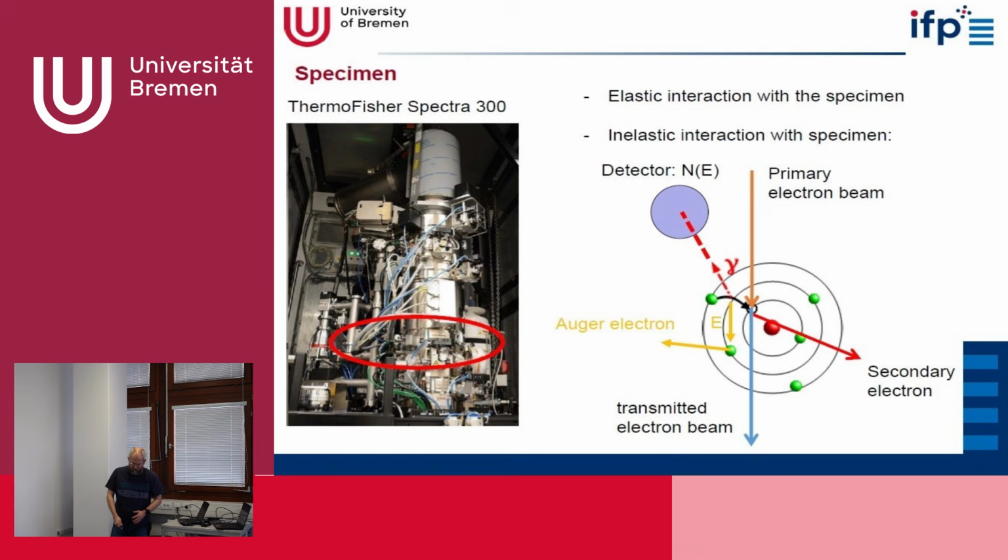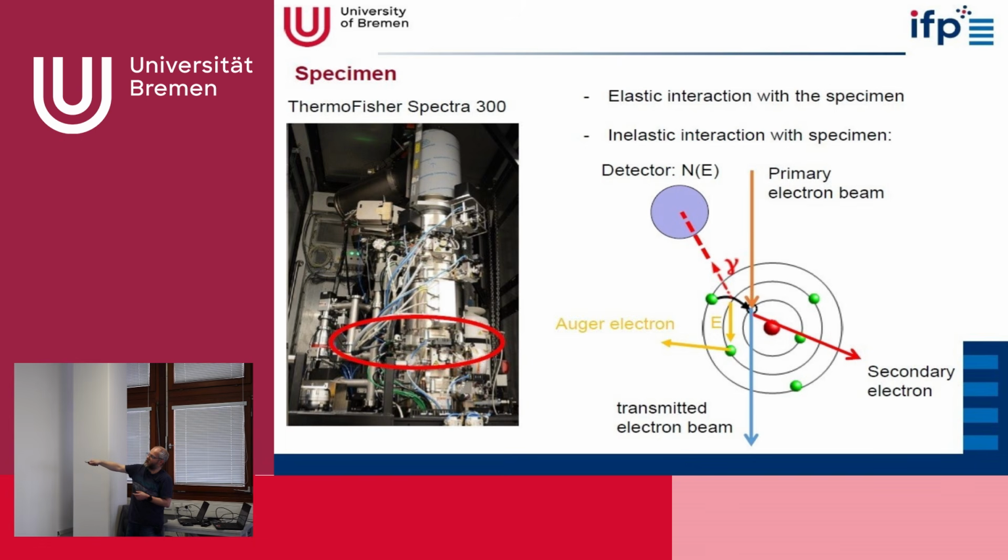Okay, so I've not spoken about the interaction between the electron beam and the specimen up to now. So what happens? In fact, if the electron beam comes down, we can have elastic interaction with the specimen. So that means the electrons can scatter at lattice planes in our specimen. On the other hand, we have also inelastic interaction with the specimen. So that means the primary electron beam can hit one of the electrons in an atom of the specimen, and then it can kick out this atom. Not the atom, sorry, the electron.